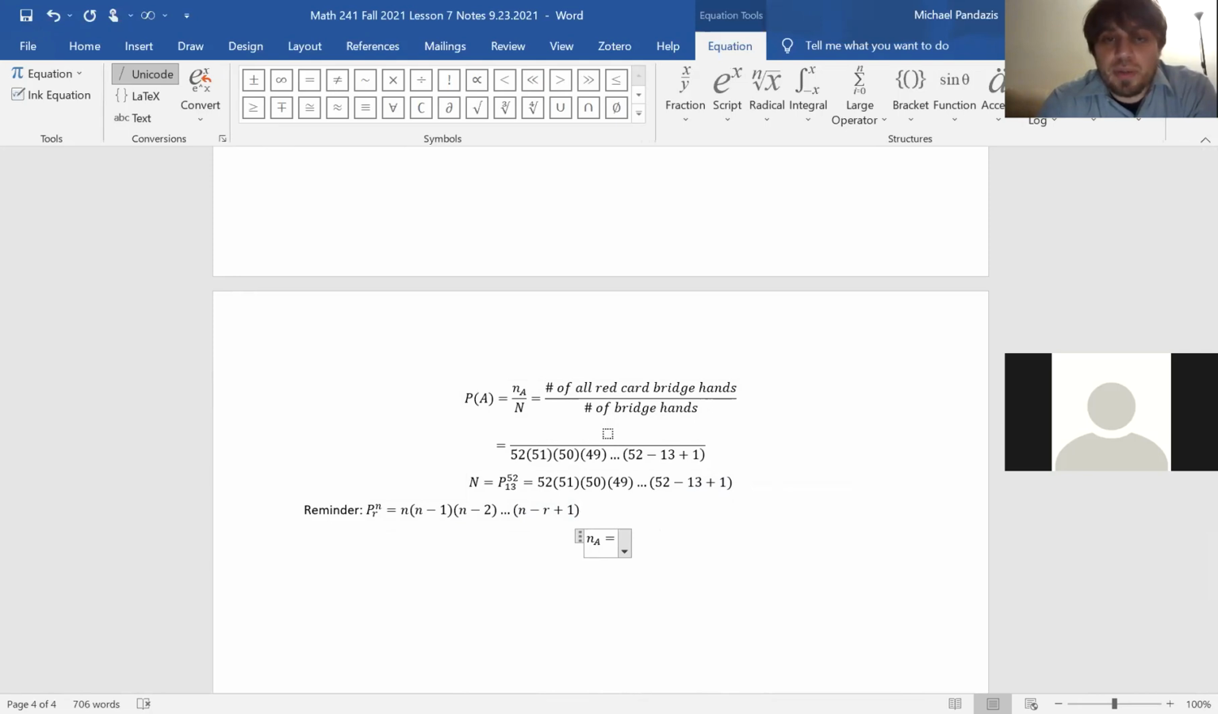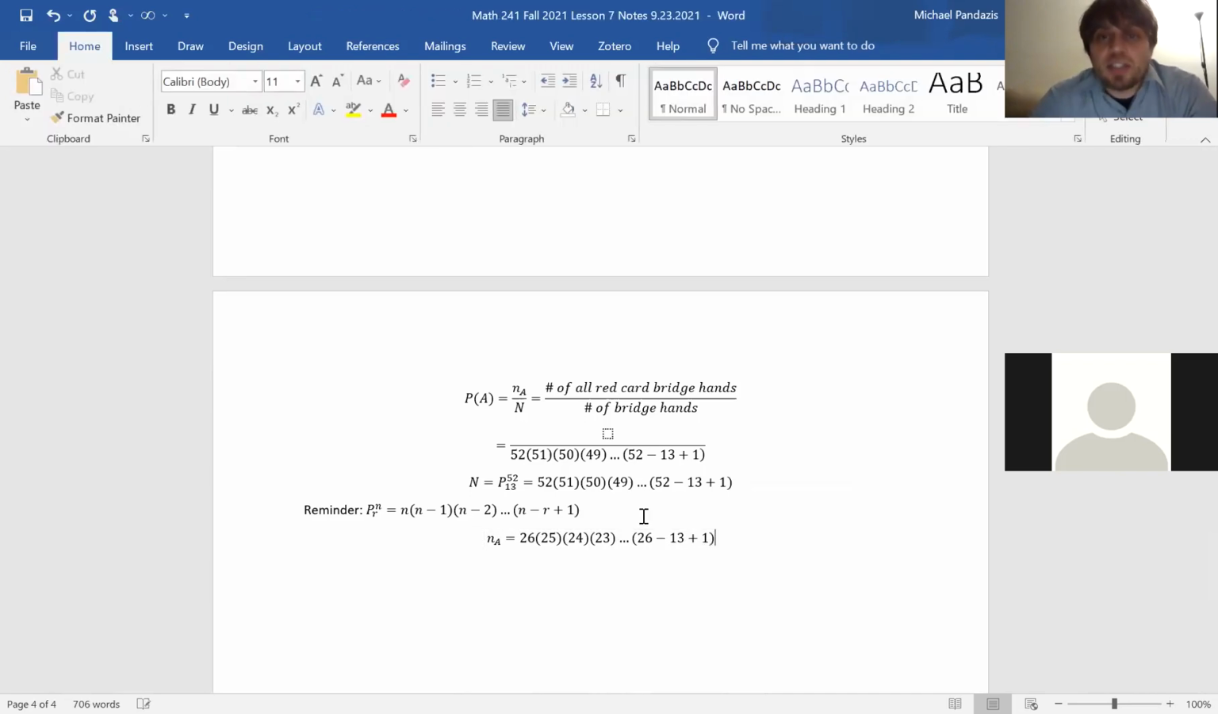Well, how many cards are red? There are 26 total cards that are red. So you have 26 choices for the first card in your bridge hand. You have 25 for the second. You have 24 for the third. You have 23 for the next one, times ... Well, your hand is going to consist of 13 cards, so you want to choose 13 in total. So that's 26 minus 13 plus 1. And so you're multiplying all the numbers from 26 down to 26 minus 13 plus 1, which is 14.